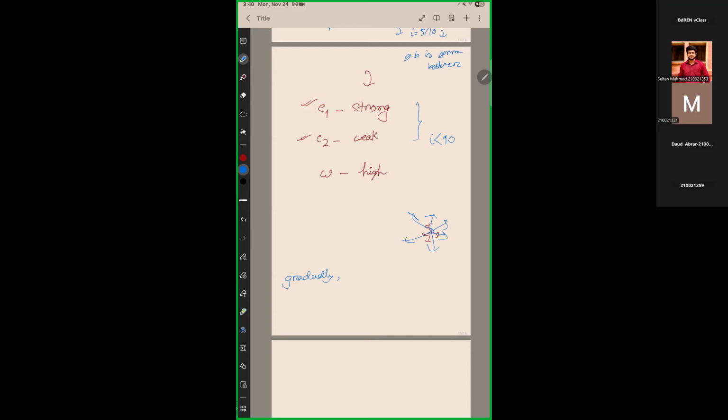Okay, that makes sense. Now, gradually, after some time, as time passes, should I keep the C1 value high or should I lower it?